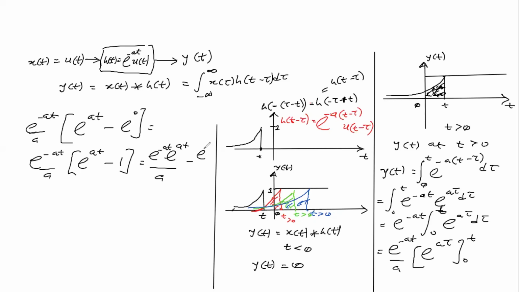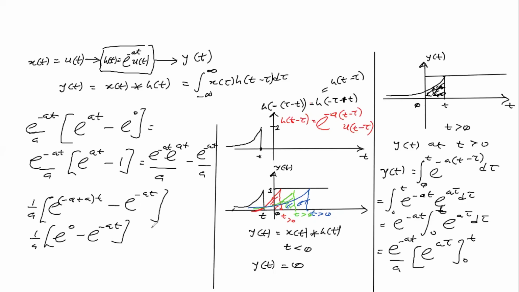Minus epsilon minus at over a, isn't it? So this again will give us 1 over a into bracket epsilon. So we can resolve this: minus a plus a into bracket t minus epsilon minus at. So this will reduce to 0. So this will now be 1. So this will be 1 over a epsilon 0 minus epsilon minus at, which will be 1 over a into bracket 1 minus epsilon minus at, right?